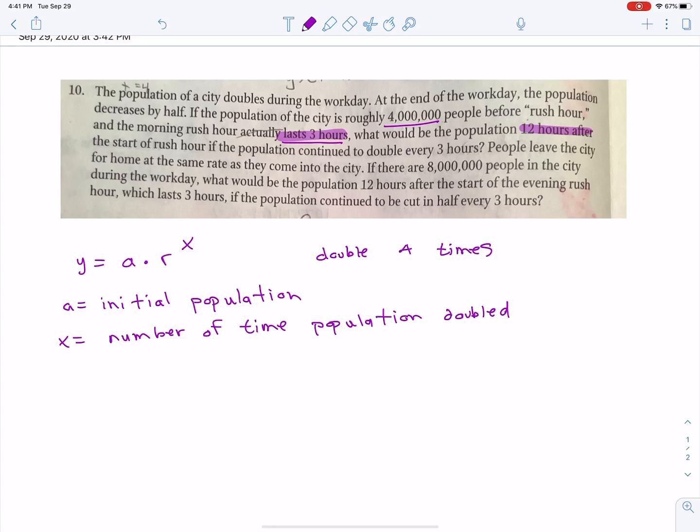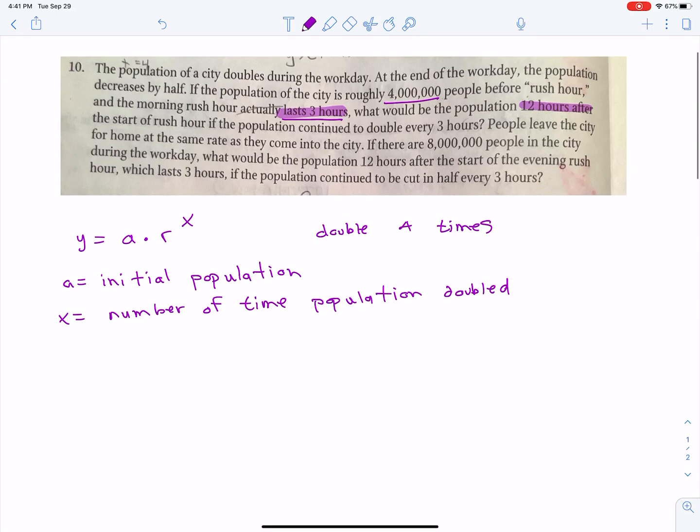So let's just start with the 3 hours and make sure everything works out well. We start out with A as the initial population, so 4 million people. And then it's going to double, so we multiply that by 2. After 3 hours, it's going to have doubled once. In other words, we get 8 million people, just like we were expecting.